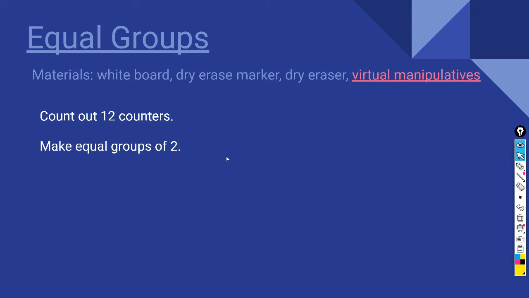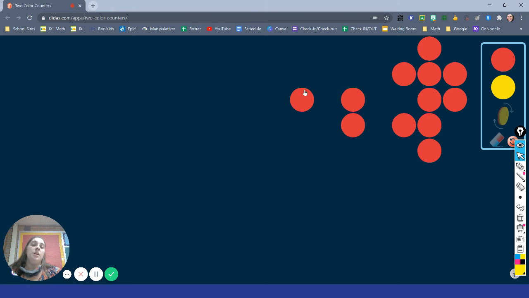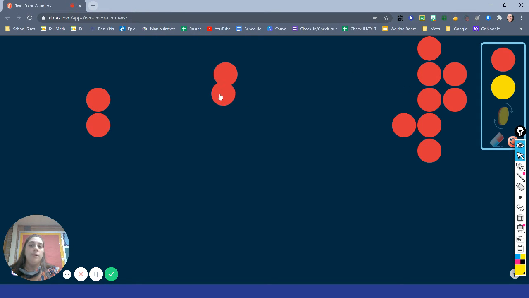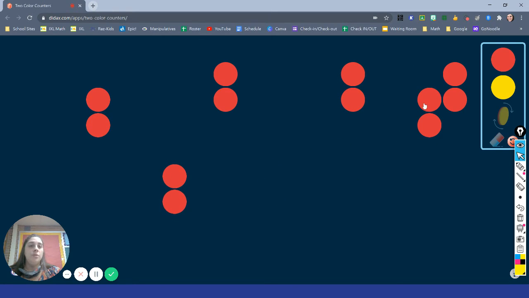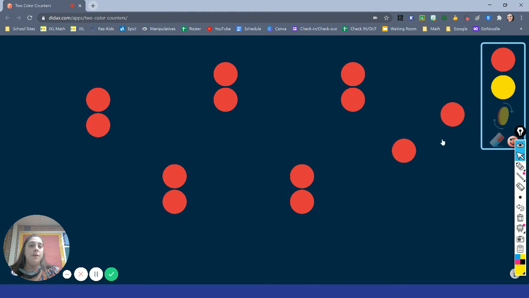Next, you're going to make equal groups of 2. So I'm just going to drag them over. 1, 2. 1, 2, 1, 2, 1, 2, 1, 2, 1, 2. Okay, go ahead and do that on yours. Make equal groups of 2.